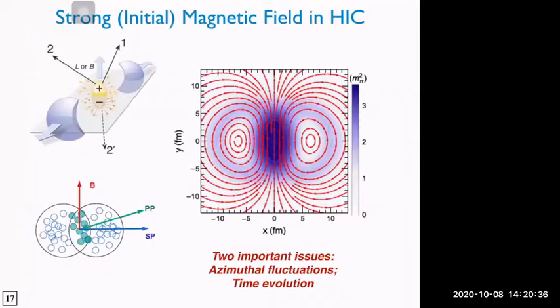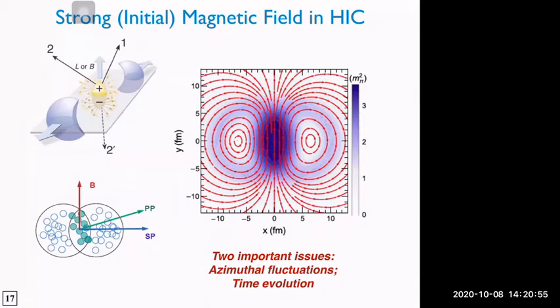Okay, so now let me move on to magnetic field. That's another important element for CME to happen. Okay, so I think I don't need to say too much here. Everybody now knows that due to the initially fast-moving ions which carry large positive electric charge, first of all, there is a large angular momentum, and second, there is a strong magnetic field.